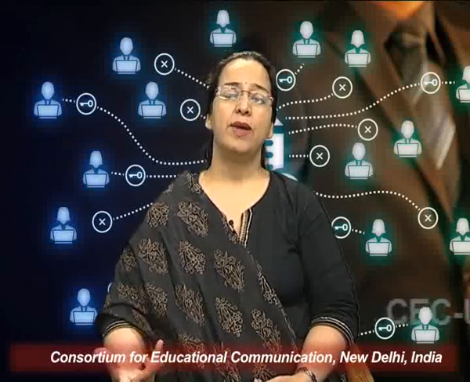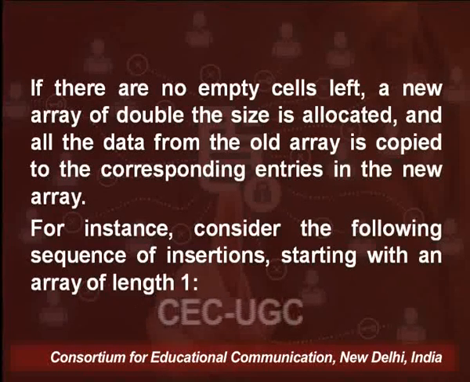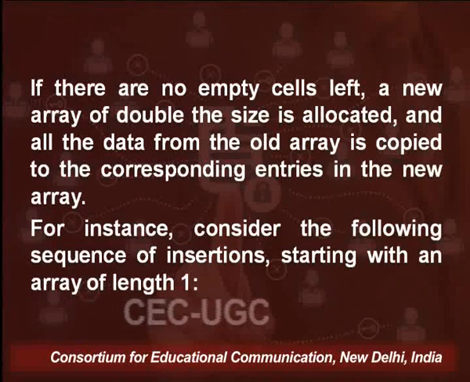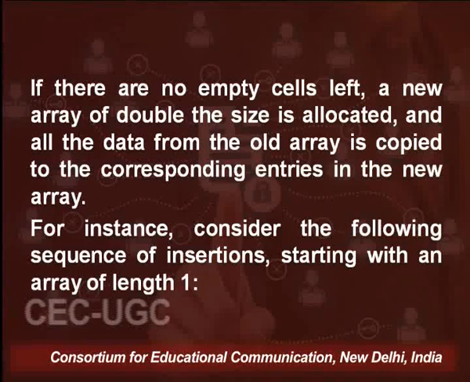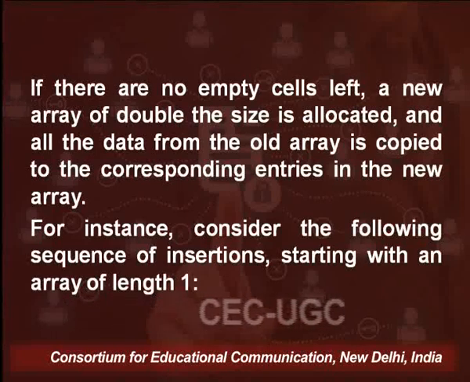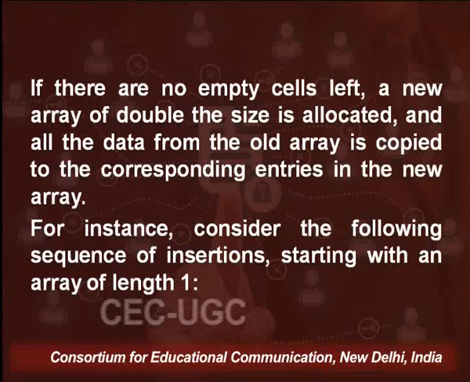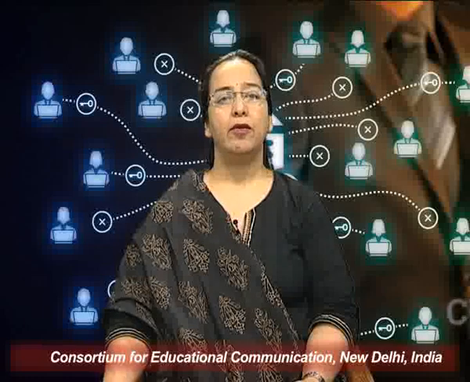So, if there are no empty cells left and we need to insert an element, a new array of double the size of the previous array is allocated and all the data from the old array is copied to the corresponding entries in the new array. So, whenever my table is full, I will allocate a new table that is double the size of the previous table, and all the elements from the old array will be copied into the new array.